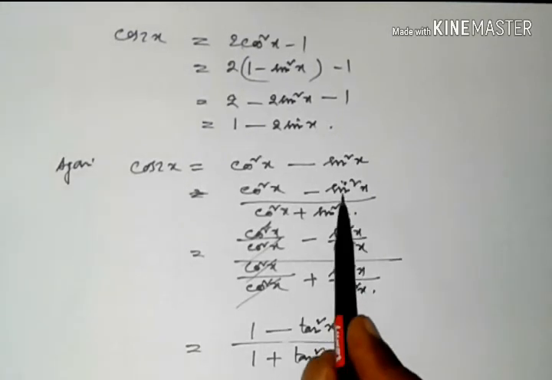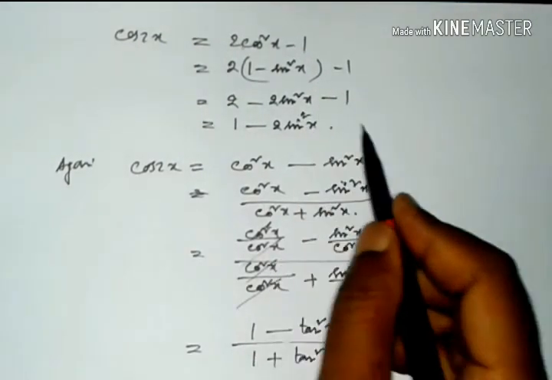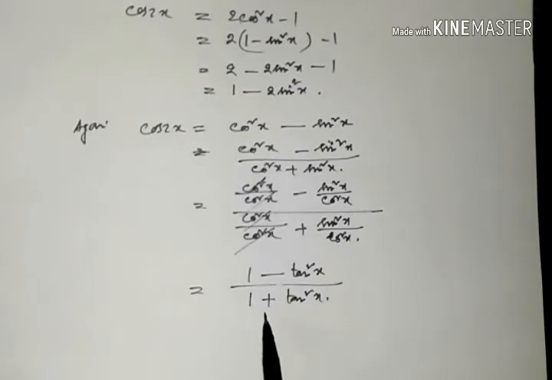So cos 2x means, as we have discussed, cos 2x means cos square x minus sin square x, or we can write 2 cos square x minus 1, or we can write 1 minus 2 sin square x, or we can write (1 minus tan square x) by (1 plus tan square x).